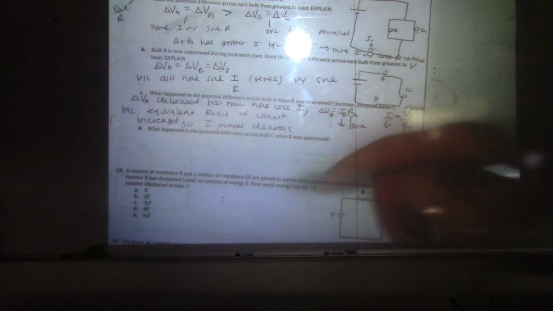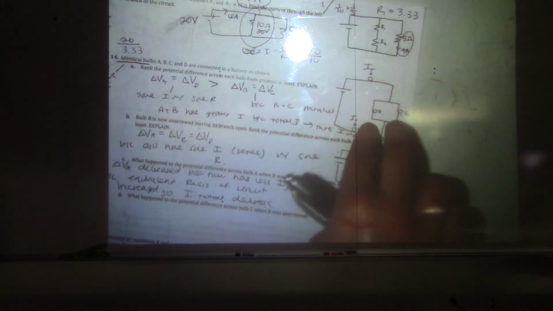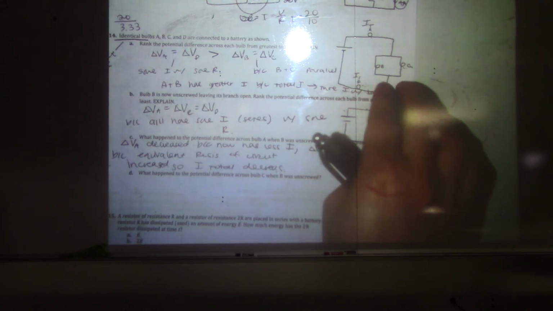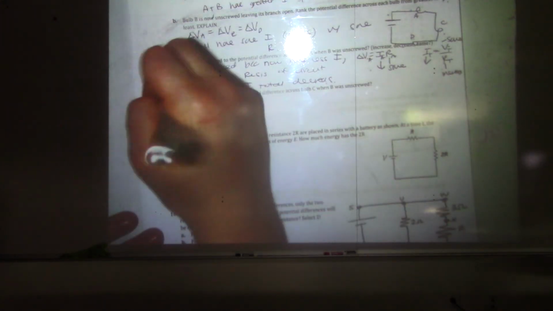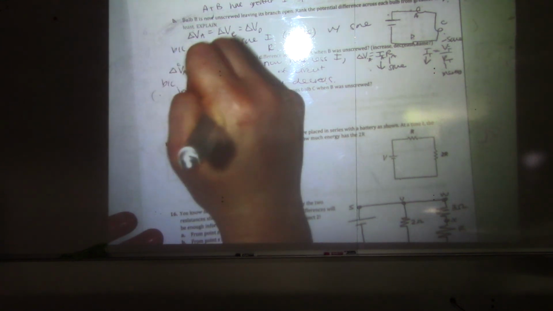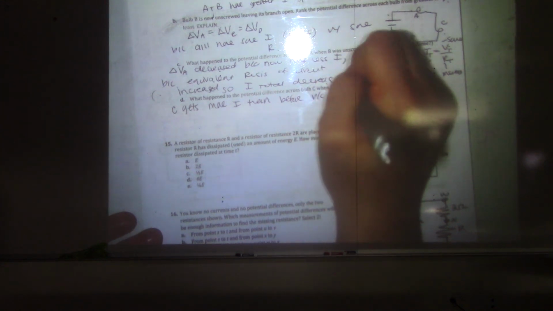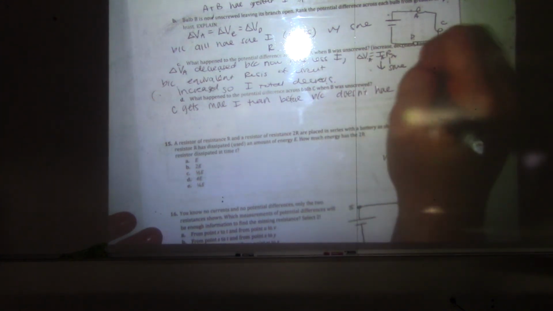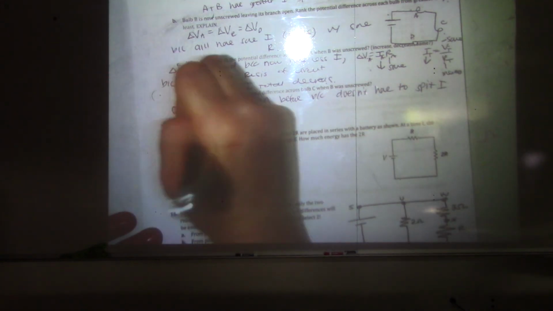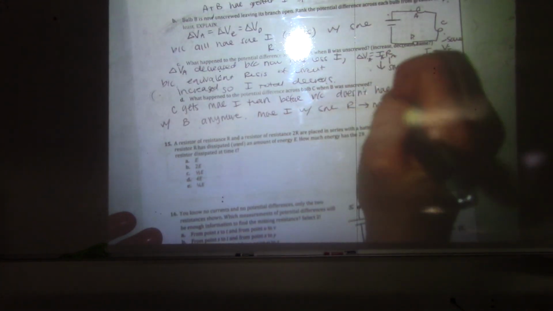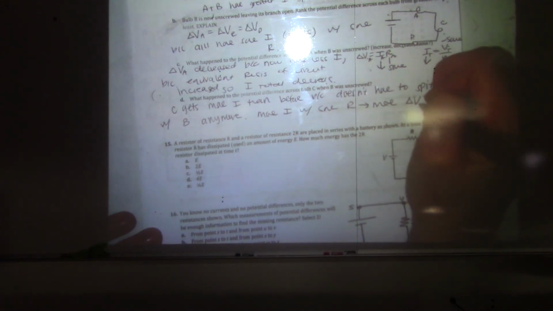The other way to do it is to still talk about current. So yes, my total current has decreased, but before B and C were splitting that current, whereas now C gets all of it. So yeah, I have less overall, but now I don't split in half anymore, so C gets more of it. So C gets more current than before because it doesn't have to split I with B anymore. More current with the same resistance means more voltage across C.